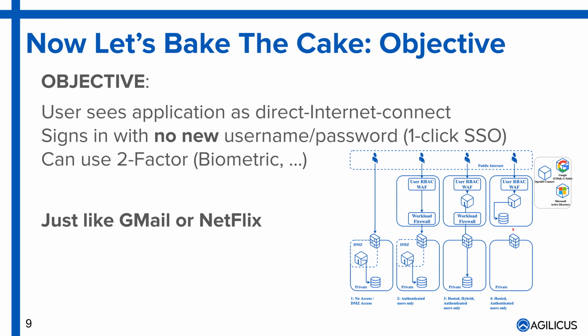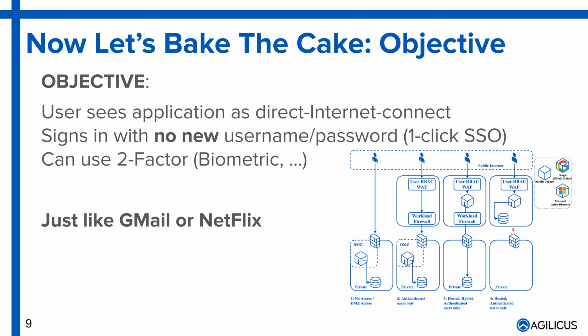Okay, controversy-provoking statements out there. Now let's bake this cake. Let's talk about what we're going to do and how we're going to do it. So what's the objective? The objective is every user sees every application as directly internet connected. They sign in with no new username or password, one click, single sign-on, and they can use two-factor such as biometric or PIN codes, etc., just like they do with Gmail or Netflix or any other modern web application that they securely use today, their bank.